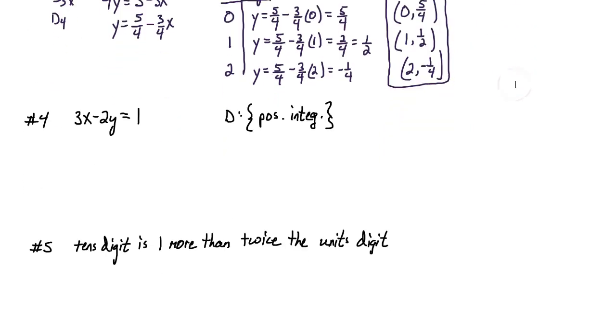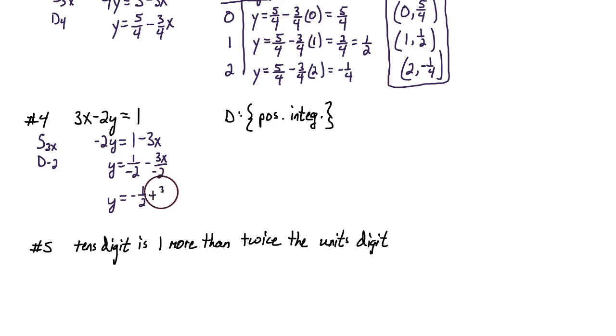For number 4, similar idea, we want to find 3 solutions to the equation using positive integers as our domain. Let's solve this equation for y by subtracting 3x. We get negative 2y equals 1 minus 3x. Then divide by negative 2. y equals 1 divided by negative 2 minus 3x divided by negative 2. Let's simplify this. This is y equals negative 1/2 plus 3/2x.